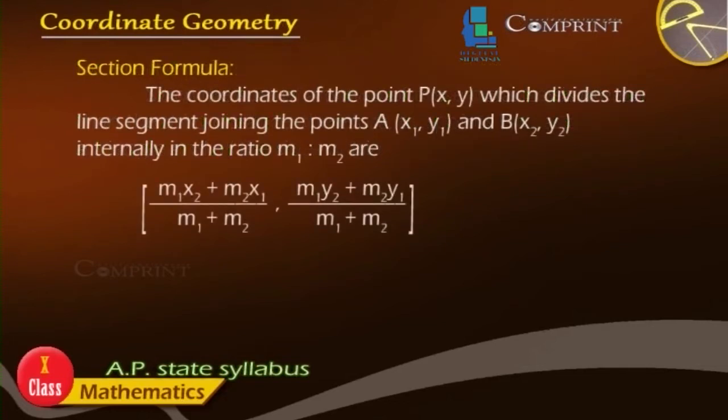Section formula. The coordinates of the point P (x, y) which divides the line segment joining the points A (x1, y1) and B (x2, y2) internally in the ratio m1 is to m2 are (m1x2 plus m2x1) by (m1 plus m2), comma (m1y2 plus m2y1) by (m1 plus m2).